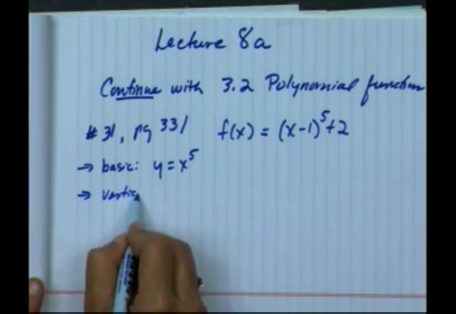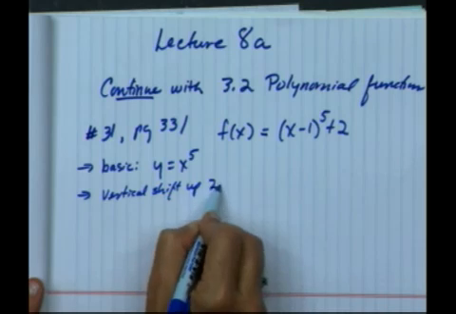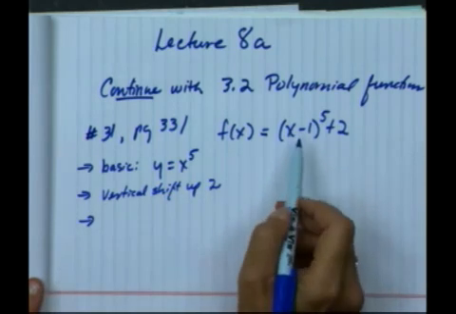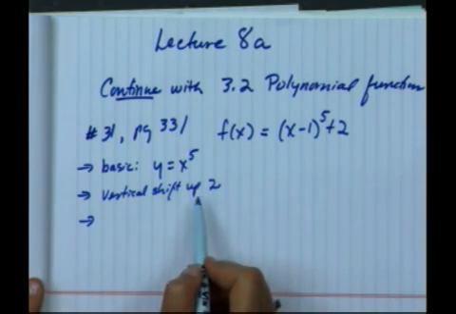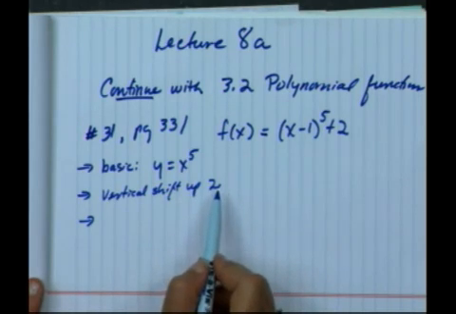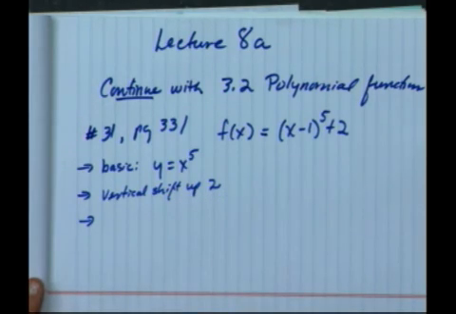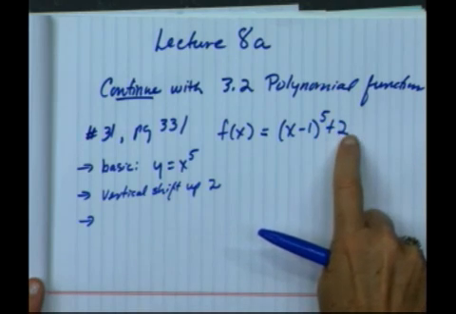Vertical shift up 2. And that's not a factor of 2. Some of you on your test wrote vertical shift factor of 2. Factor means multiplied. That meant the y values were multiplied by 2, but no, this says the y values are added. So 2 is added.